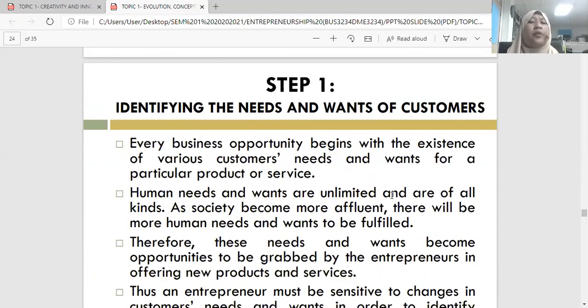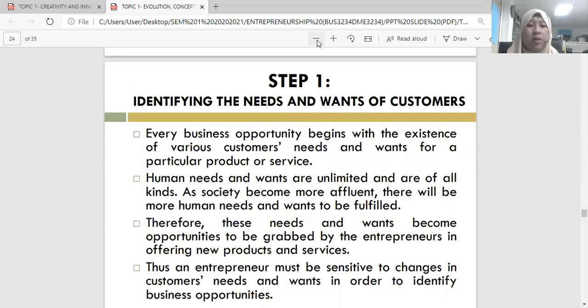Okay, step one. According to the text, identifying the needs and wants of the customer. So what is needs? In Bahasa we call need keperluan, basic needs. Then there is kehendak, something like your wants, which are beyond your needs. Every business opportunity begins with the existence of various customer needs and wants for a particular product or service. So we are talking about the customer side here.